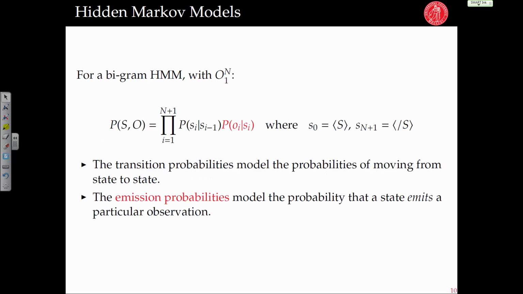And so this would be the basic starting point. We're going to improve this definition, but this is our starting point for defining how we compute the joint probability of a hidden state sequence and an observation sequence. In terms of part-of-speech tagging, this is the joint probability of a sentence and a corresponding sequence of part-of-speech tags.